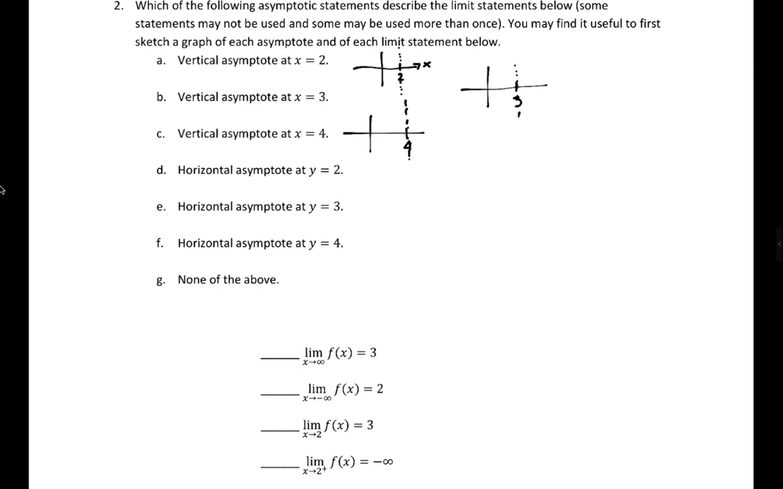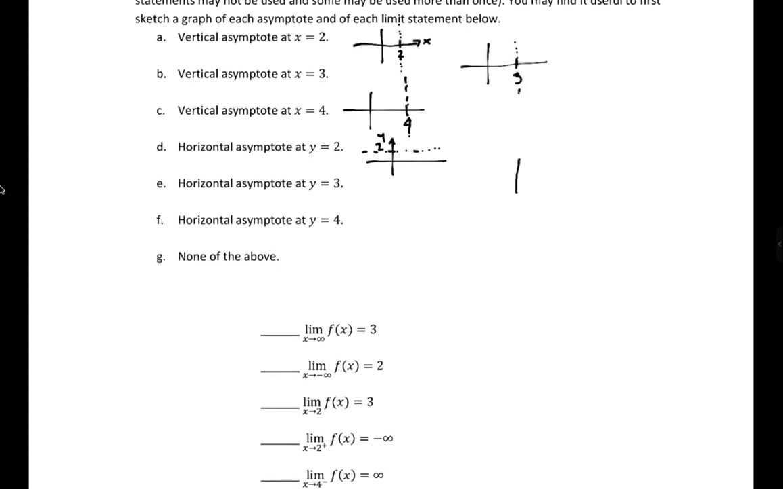And if we're talking about horizontal asymptotes instead, then the main difference is that they're going to be on the y-axis now. So if I'm talking about y equals 2, I'm imagining some kind of horizontal dotted line at y equals 2, or y equals 3, or y equals 4. And again, I don't exactly know where the rest of the function is going to be, but I expect it to have something to do with that. And none of the above, well, that's just none of the above.